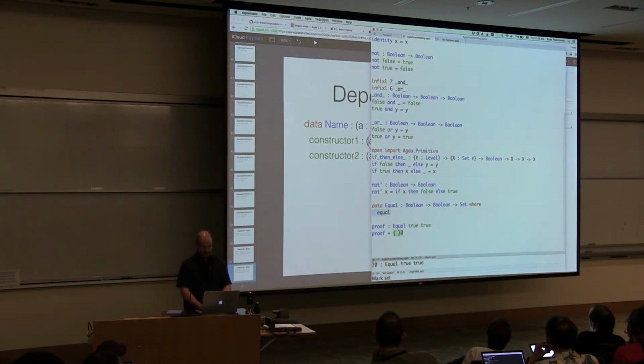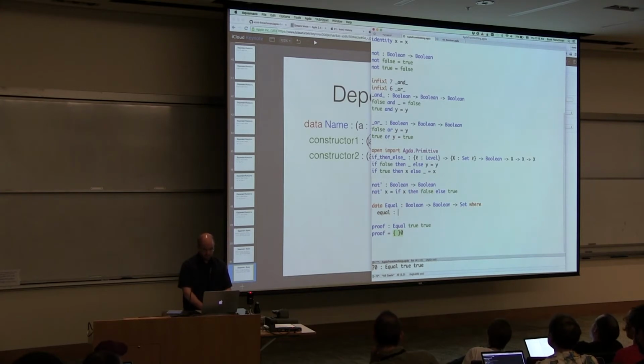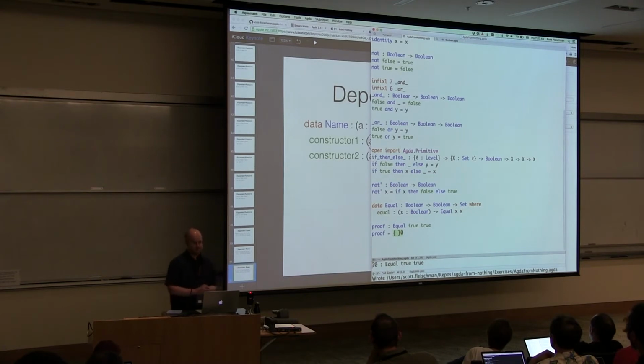Some people call this REFL for reflexivity, whatever. I'll just call it equal for now. So equal takes in, if we pass in a Boolean, call it x, what we're going to get is that, well, we know that x is equal to x. It almost sounds so trivial that why would I even bother doing that?